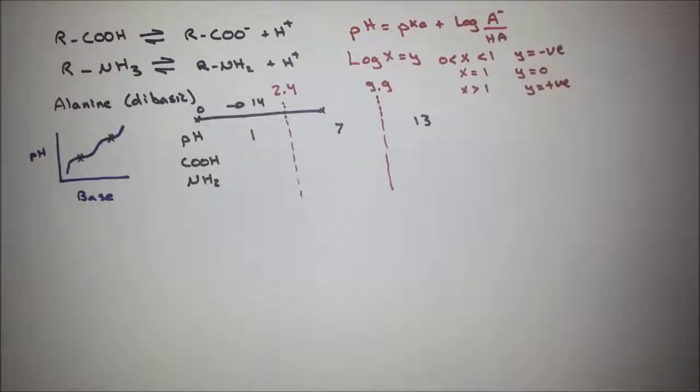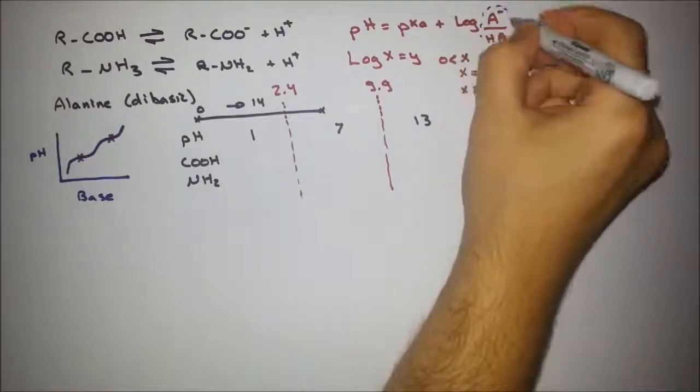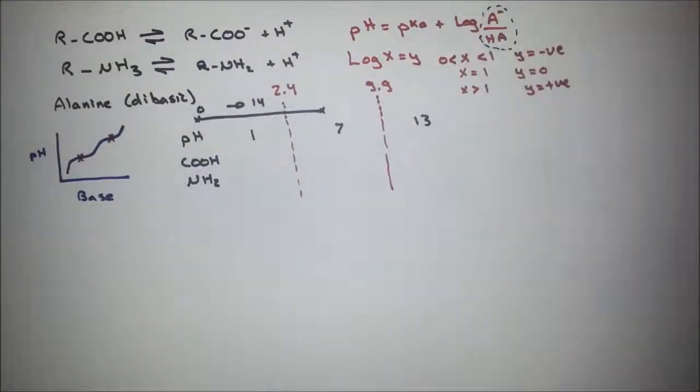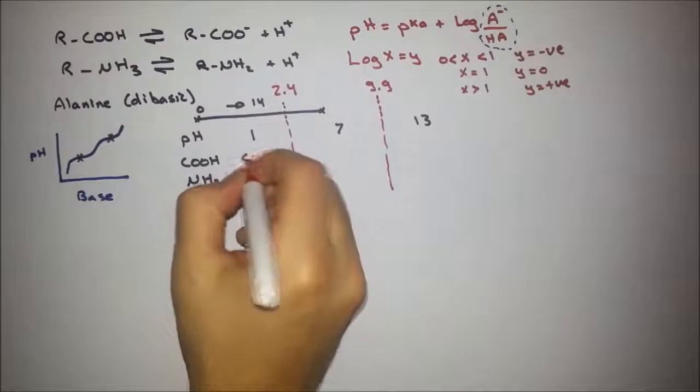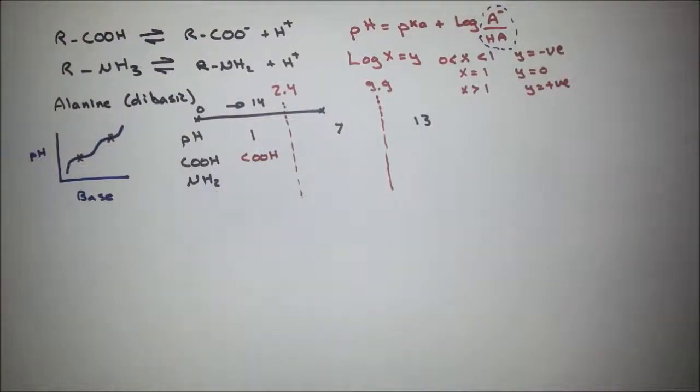By substituting pH for 1 and pKa for 2.4, you should know by simple logic that this term should be something negative. This means, according to the rule we agreed upon, that A- over the protonated form is a value that is less than 1. So we can conclude that the denominator is the predominant form. So the carboxylic acid is found in its protonated form when the pH of the surrounding medium is 1.